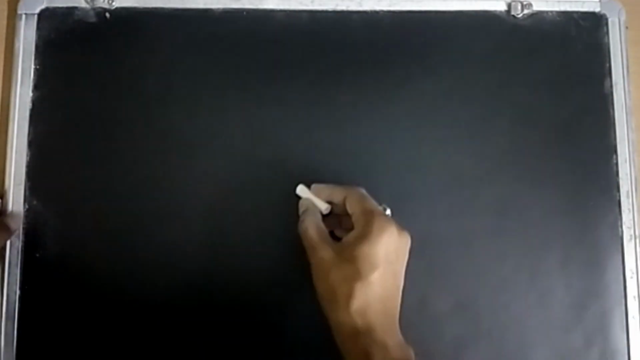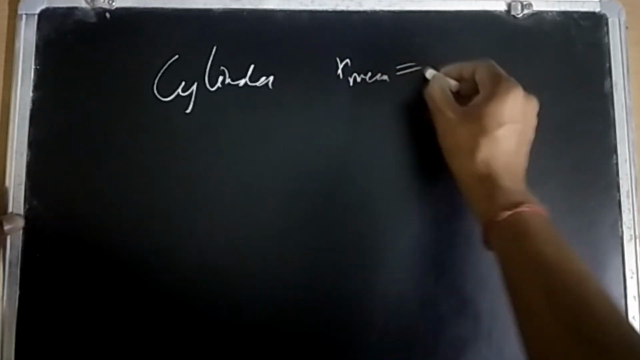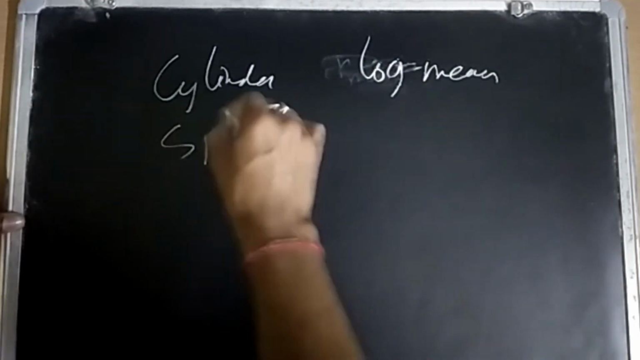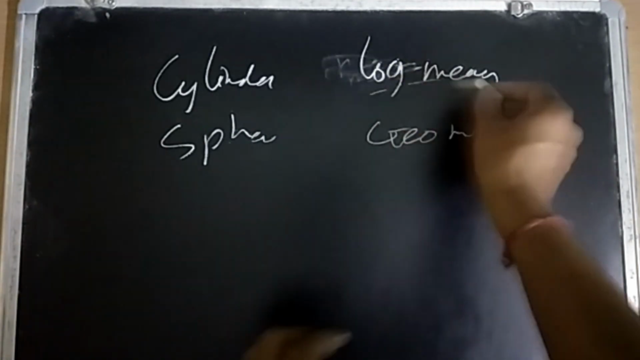Now let me show you something: in a cylinder, the mean radius is not R, but it is calculated through log mean. The radius is log mean in the cylinder; in the sphere, it is geometric mean. We have seen it is log mean for the cylinder, but in the sphere, let's see.